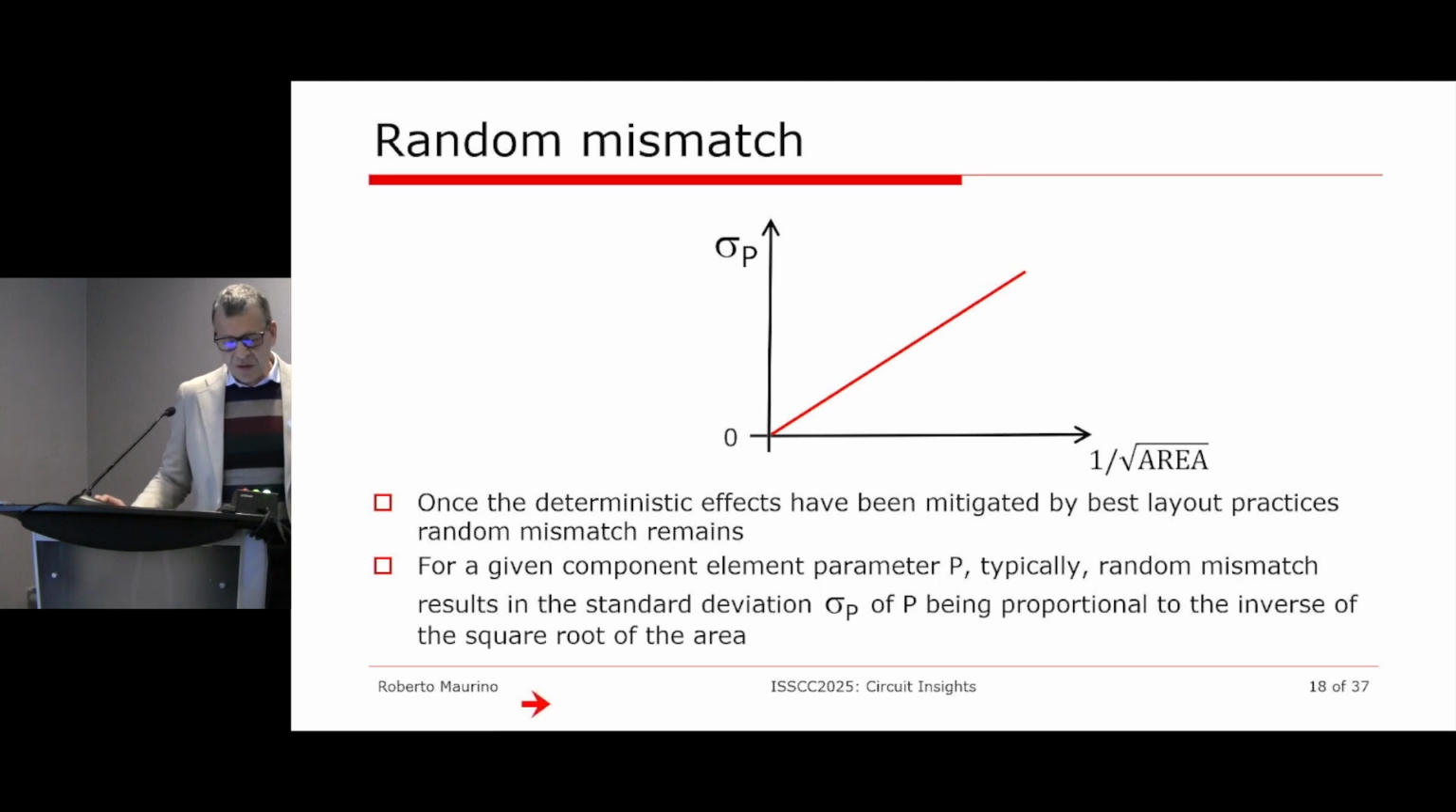So even if you take care of the gradients, you've done great layout, at the end of the day, you're still left with random mismatch, right? So if you look at a parameter of a device, you'll find that the standard deviation of this parameter typically goes with 1 over the square root of the area, just because of this random mismatch which is left. Clearly you can make the area bigger, but that's not always possible, either because of cost or because the parasitics may become too large. So at the end of the day, you have to come up with schemes to correct for these errors.